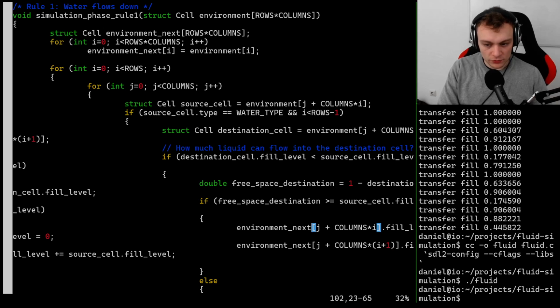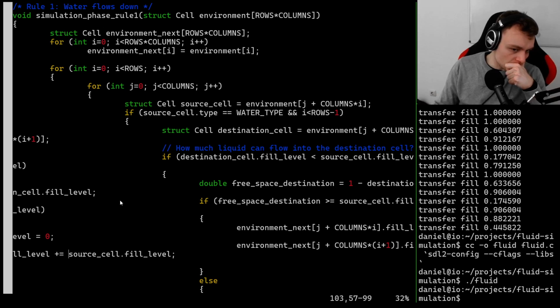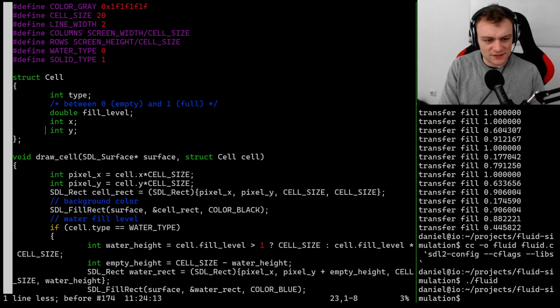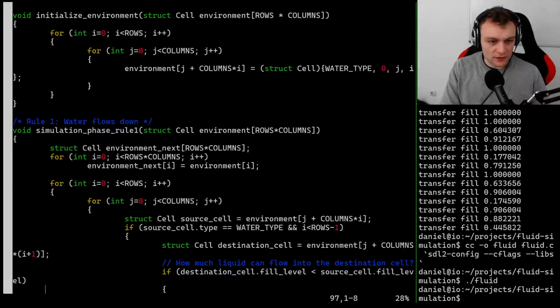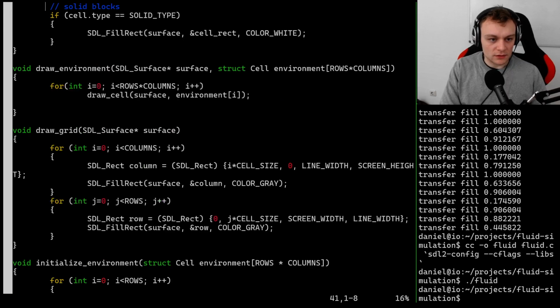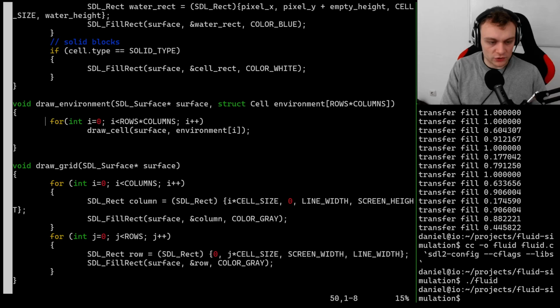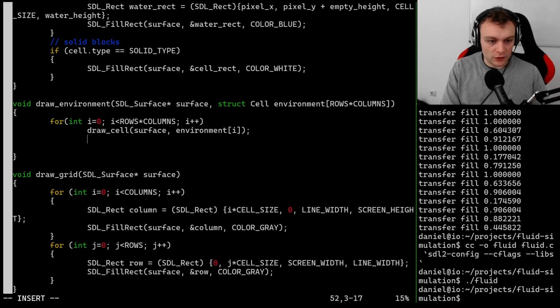We have to set the flowing down in the destination cell also, I think. No, this is not good. I would say the following. We draw the environment and we draw the individual cells here. However, we can do a second loop for going over all the columns in the simulation and checking if successive water cells are continuously filled. Maybe that's an idea.